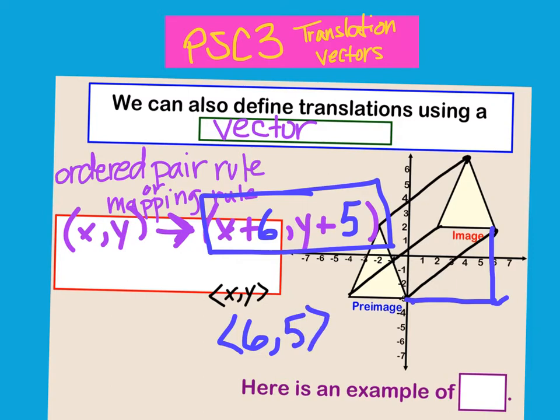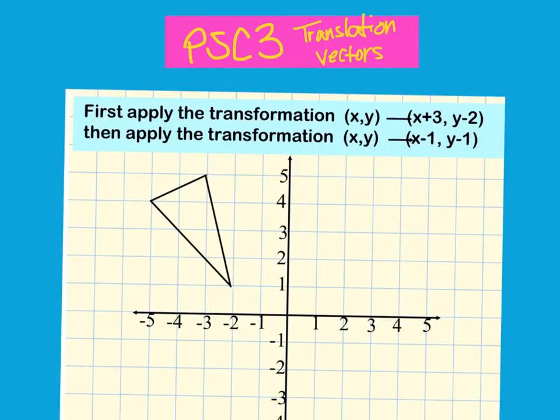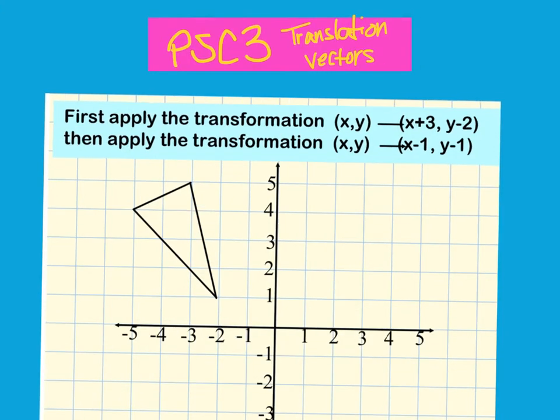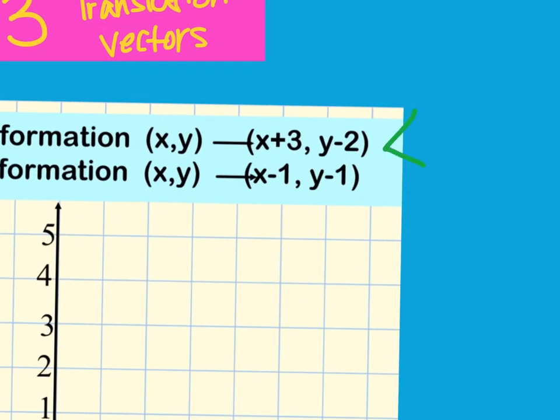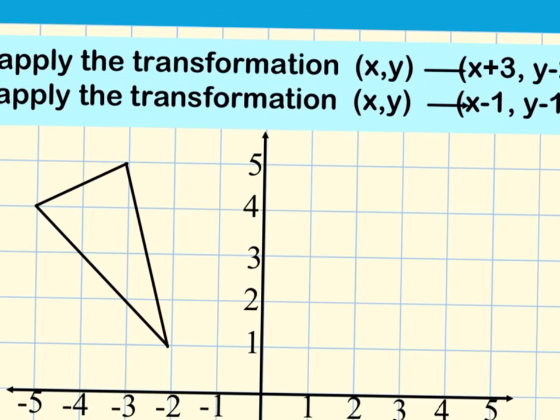Oftentimes you'll translate a shape, you'll pause, you'll translate the shape again, you'll pause, you'll translate it again, and then you have to figure out where that shape ended up after the 3 translations. So in this example, I'm going to apply the first transformation, which is to add 3 to every x value and subtract 2 from every y value. In other words, I'm going to use the vector 3, -2 to move every point 3 to the right and down 2.